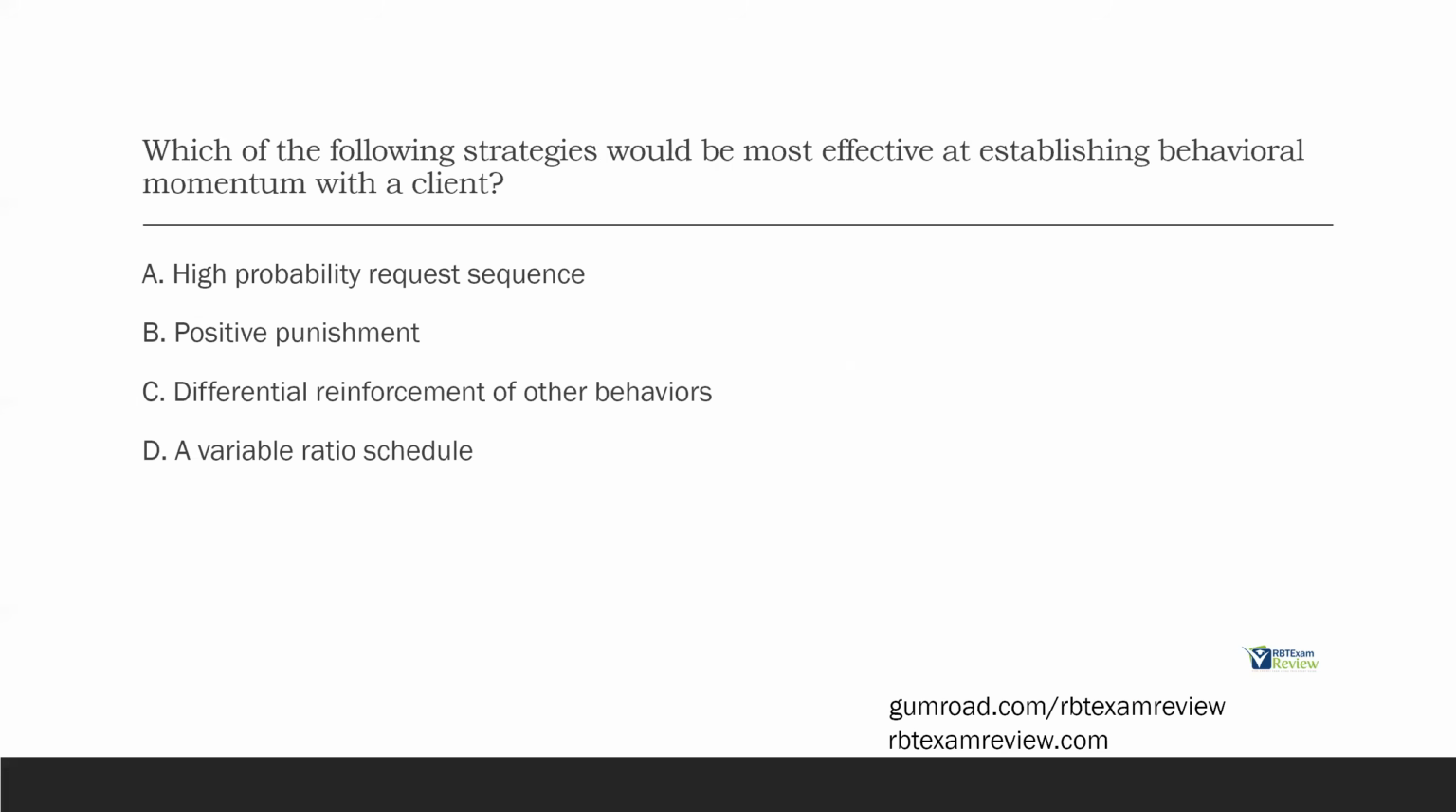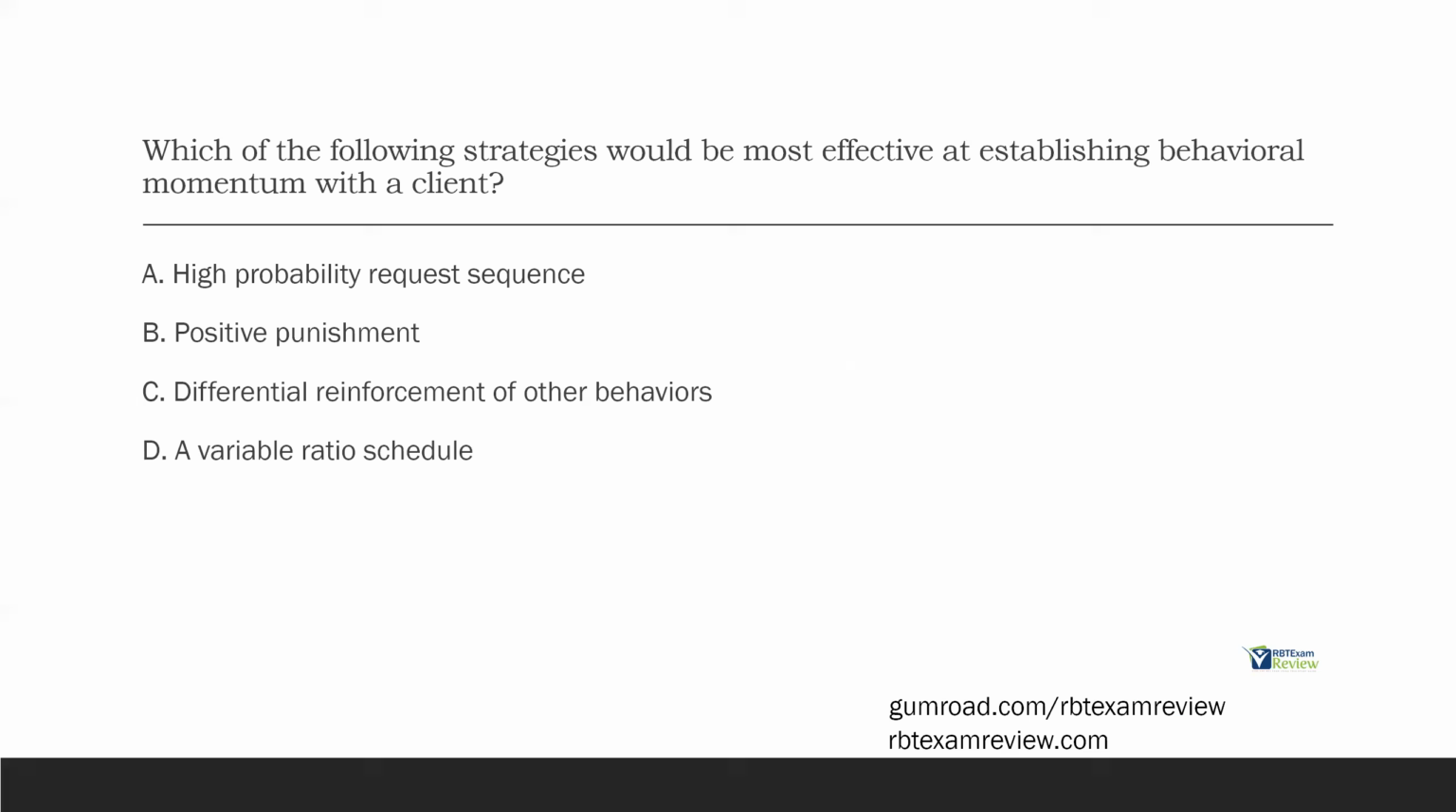Which of the following strategies would be most effective at establishing behavioral momentum with the client? Okay, so behavioral momentum is very important. Once we get things rolling, we can produce a lot of responses, steady, consistent responses, hopefully more accurate responses. But what's a good way to get to that point? What about A, a high probability request sequence? Well, yeah, absolutely. That's the whole purpose of the high P, low P request sequence.